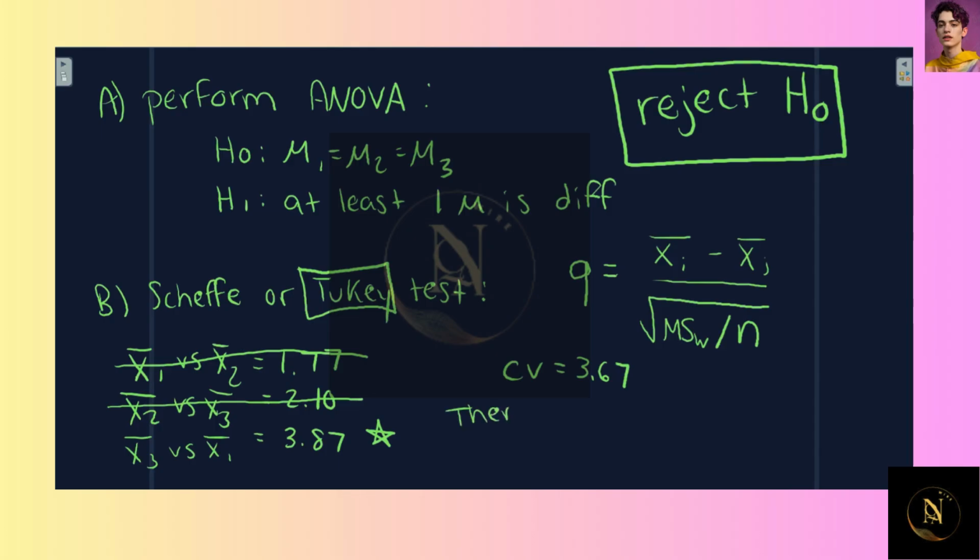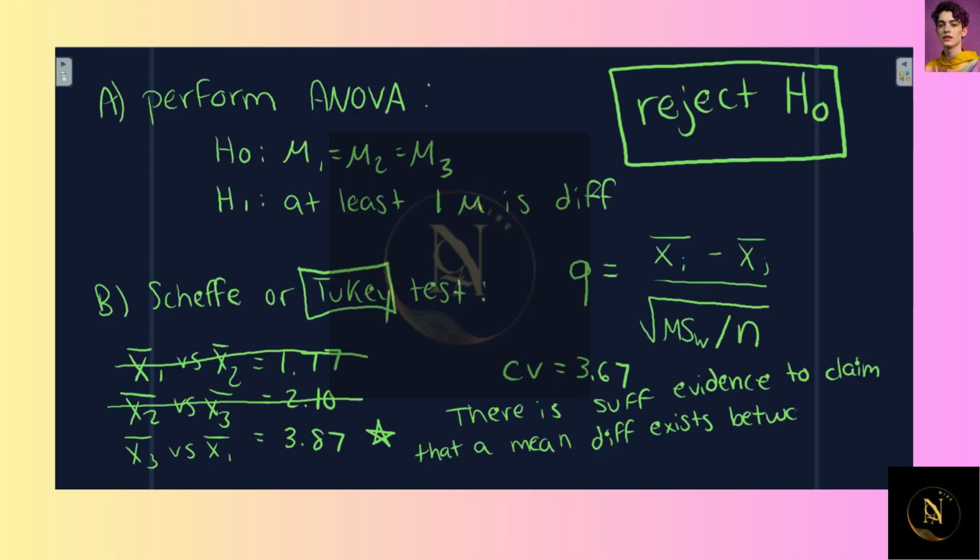So there is sufficient evidence to claim that a mean difference exists between pair 3 and 1.